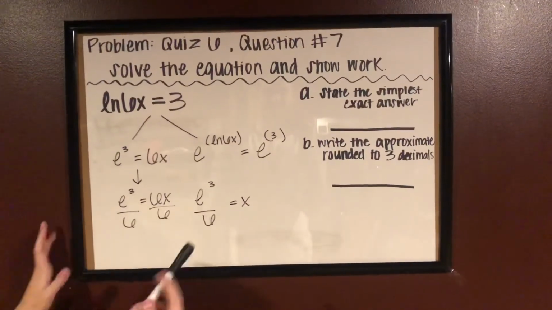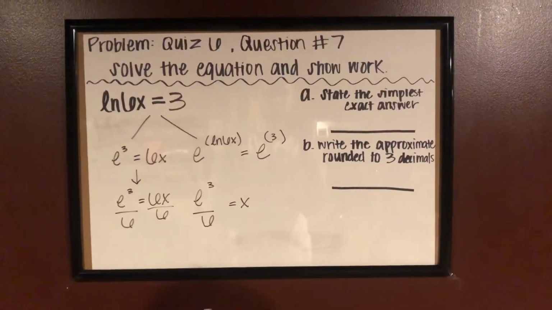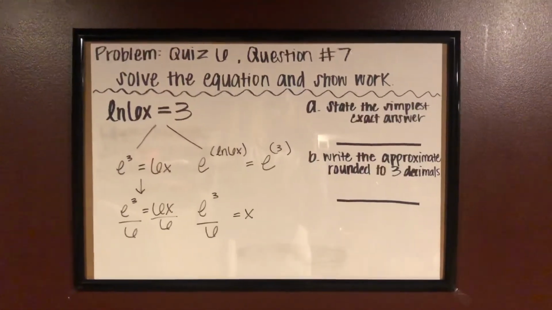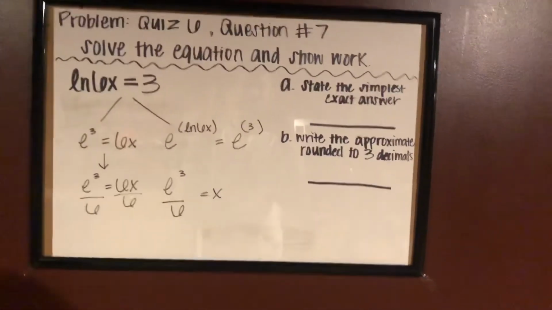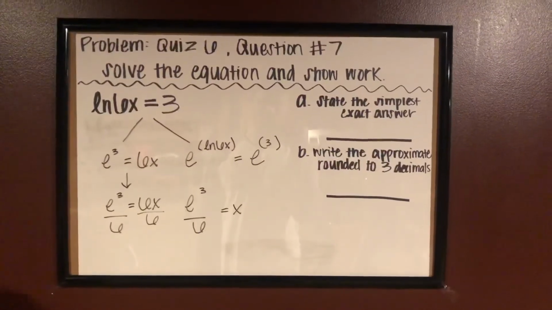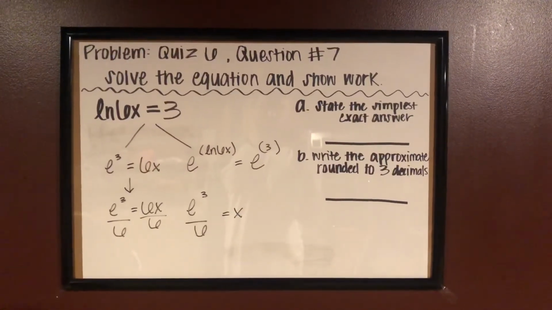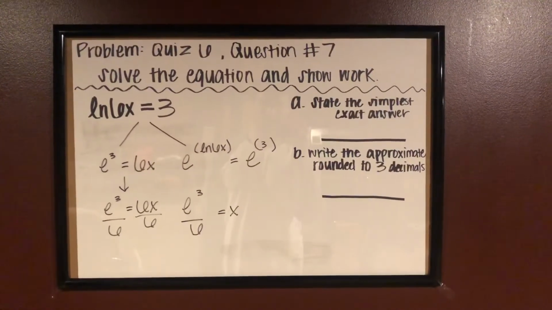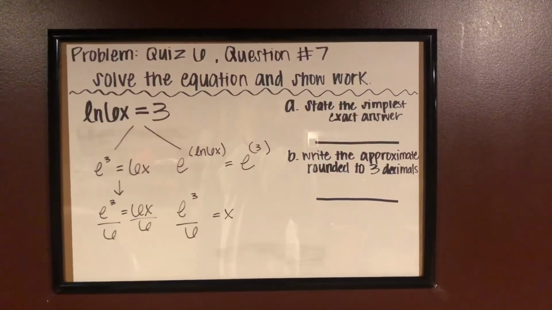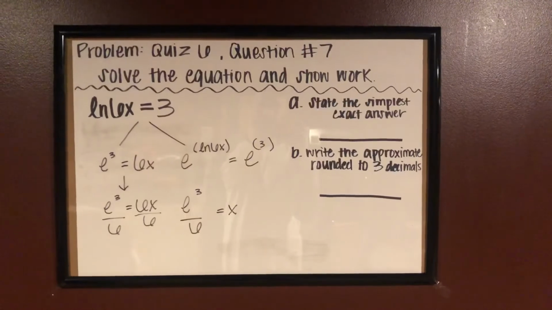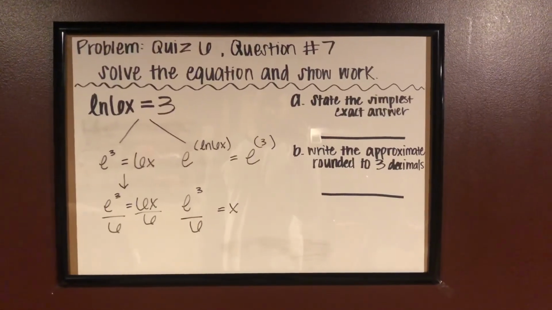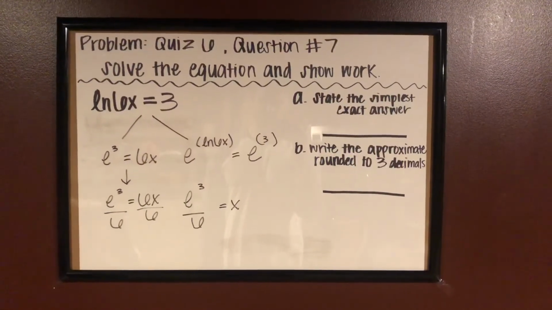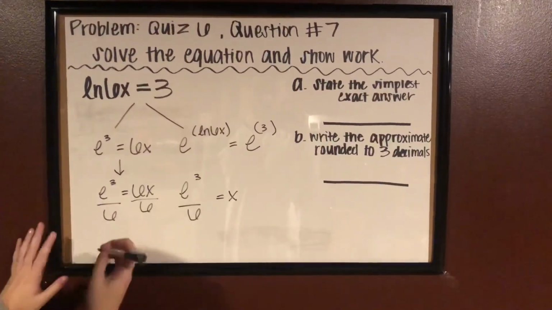And then to find the approximate rounded to 3 decimals, you would put that into your calculator, and on a TI 30x you would press second, and then the ln button to get the e variable. And then you would enter 3 and make sure you put parentheses around the 3, and then you would divide that by 6.